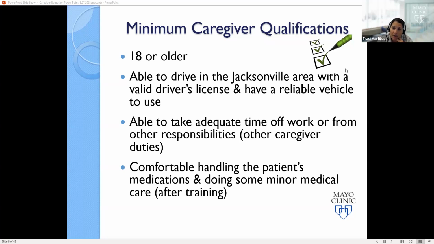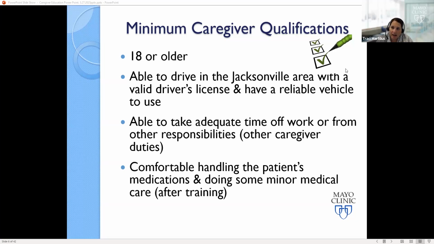If you are driving, please make sure that you have a valid driver's license because we don't want you to get pulled over and then have the patient and you be stuck. And then also, of course, being able to use a reliable vehicle that works. The ability to take adequate time off of work.